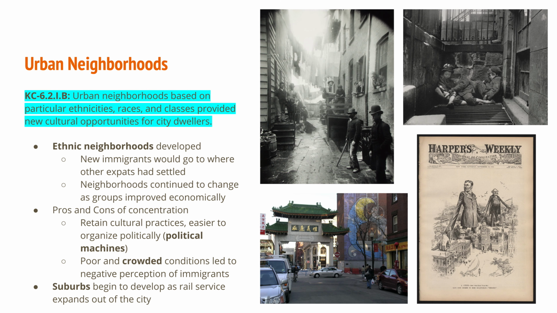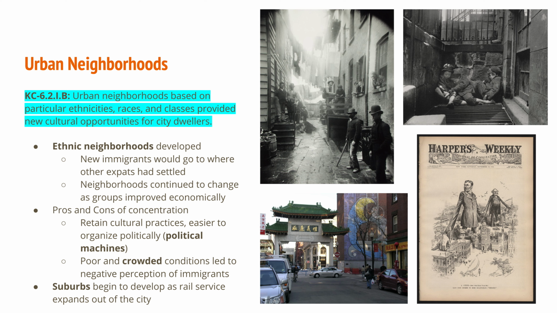All right, urban neighborhoods based on particular ethnicities, races, and classes provided new cultural opportunities for city dwellers. So ethnic neighborhoods arose out of this new immigration. The new migrants that would arrive would go to where other migrants from the same country had already settled, and they would help each other find places to live, find employment. As each group gained economic advancement, the neighborhood's makeup would change as newer immigrants would take the places of the older immigrants, as the immigrants that had been there for several years are able to find better employment and live in better parts of the city.